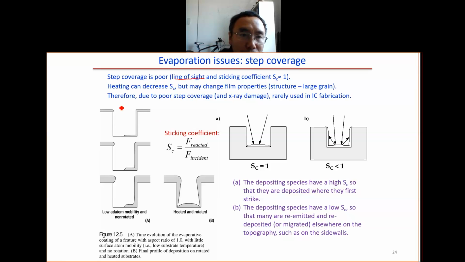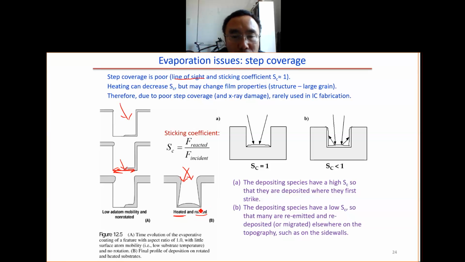So we have this, the vapor comes to here, so you get the coating like this. But when it is heated, the material comes to here, then they can move around. Right? It can move around when it is heated. Or you can also do the rotation. So we do the rotation, you have deposition here, you have deposition here. In the end, you get more uniform. You get better step coverage by heating and the rotation.